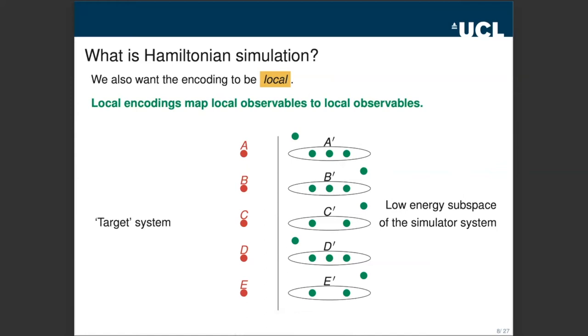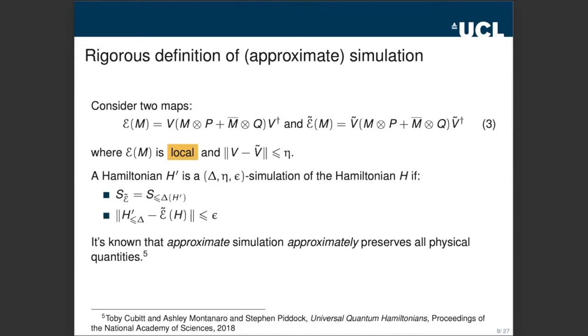And we've defined a perfect simulation, but of course in the real world no operations are perfect, so we need to allow some approximation in our definition of simulation. And in order to allow this approximation while still comparing operators that are supported in the same space, we need to introduce two encodings into the definition of approximate simulation. So these encodings we'll call E of M and E tilde of M. So E of M here is a local encoding, whereas for E tilde, we don't require any locality.